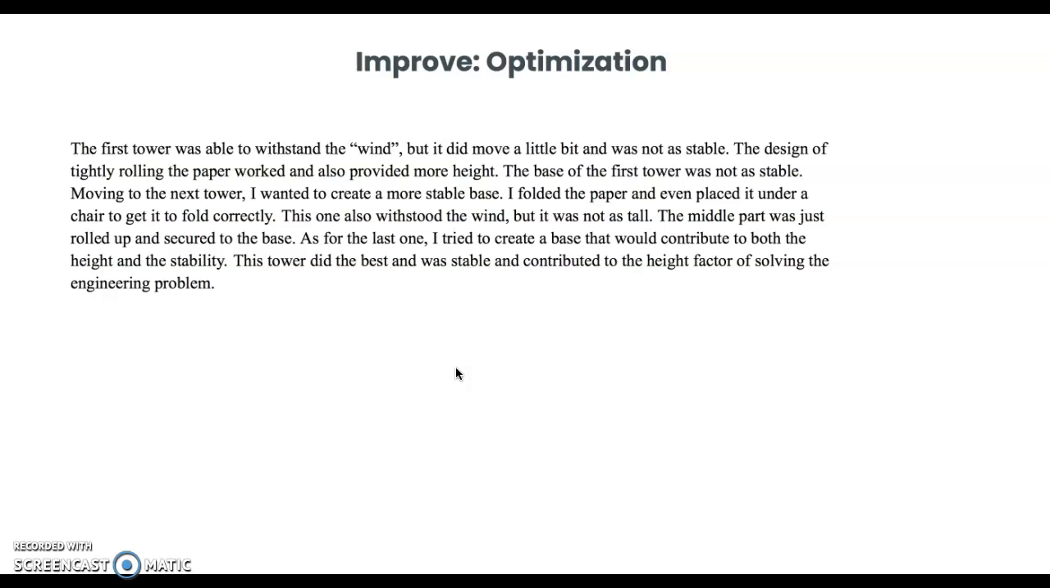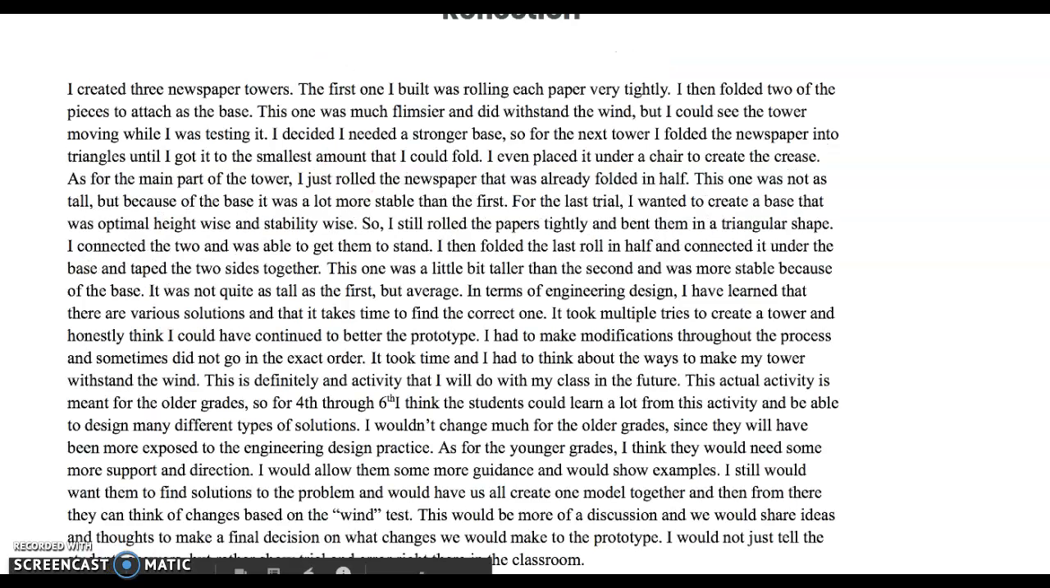So for my improvements, the first tower did, like I said, withstand wind, but you could see that it was moving. So the base was not as stable as I would like, as well as the middle area was not able to withstand the wind. So I created a more secure base for my second one, but again, it was not as tall as I would like. So then for the last one, I created a secure base that also added to the height and allowed for air to go through the design.